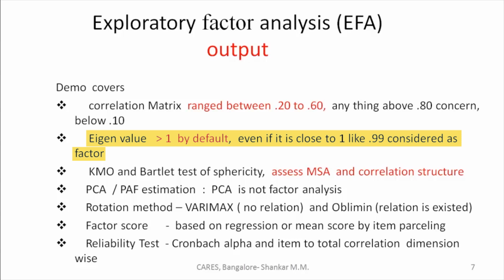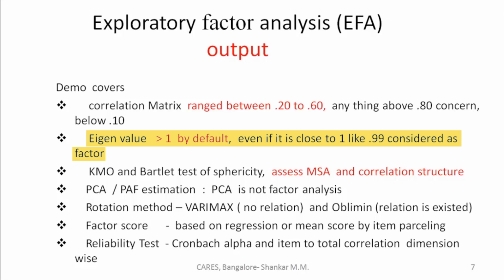One is the correlation matrix. As we are aware, EFA works on a correlation matrix rather than raw data. As a first job, we have to convert the raw data into a correlation matrix. On top of that, we have to apply statistics like eigenvalue, KMO, the estimation method, rotation method, etc. A correlation matrix ranging between 0.20 and 0.60 seems to be the ideal one. But anything above 0.80 or below 0.10 is a bit of a concern. If it is above 0.80 or 0.90, there is a chance of a multicollinearity issue.